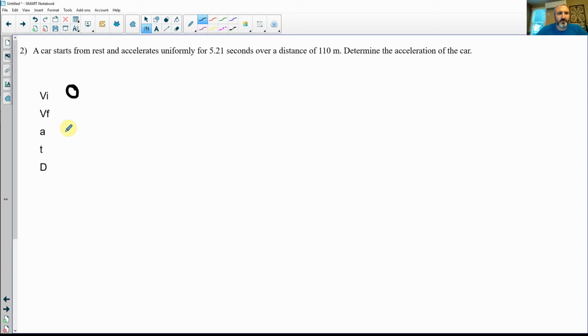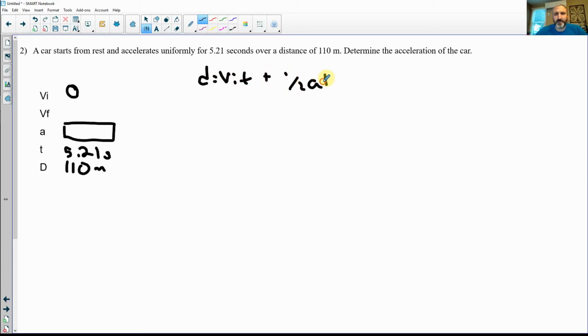Next, our car starts from rest and accelerates uniformly for 5.21 seconds, so automatically we know our VI is 0. I'm sorry, 5.21 is not our acceleration, that is our time, 5.21 seconds over a distance of 110 meters. Determine the acceleration of the car. So now we're looking for the A. So VI, A, T, and D. I guess we're going to go back to D equals VIT plus 1 half AT squared.